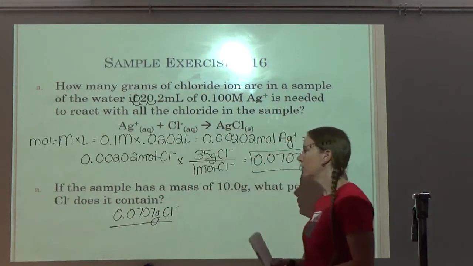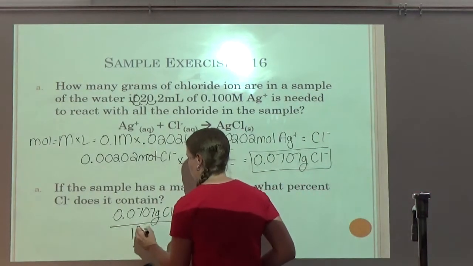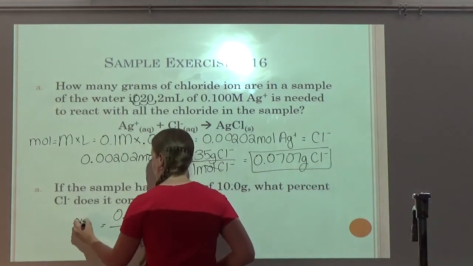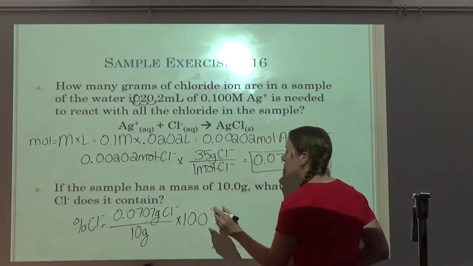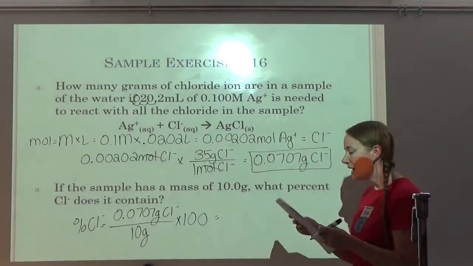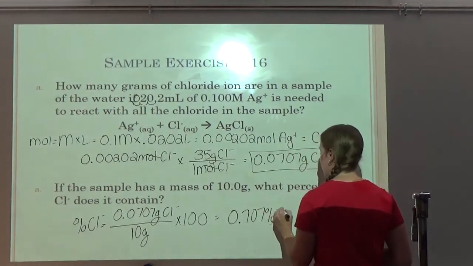And then we do over the whole thing. Well, they said the sample has a mass of 10 grams, so that would be the whole thing. So in other words, we're looking for our percent of chloride. And then, of course, to make it a percentage, we multiply by 100. And so I ended up getting 0.707% chloride ion.